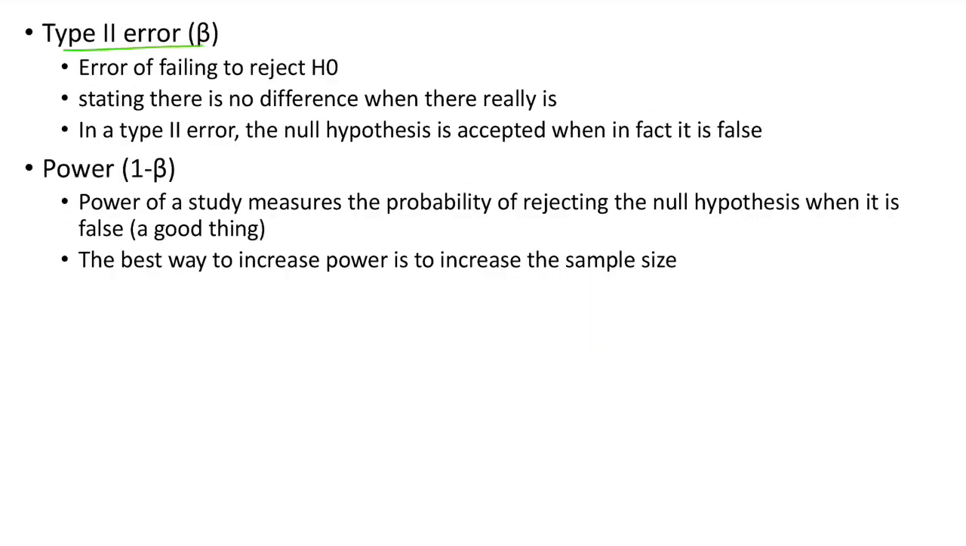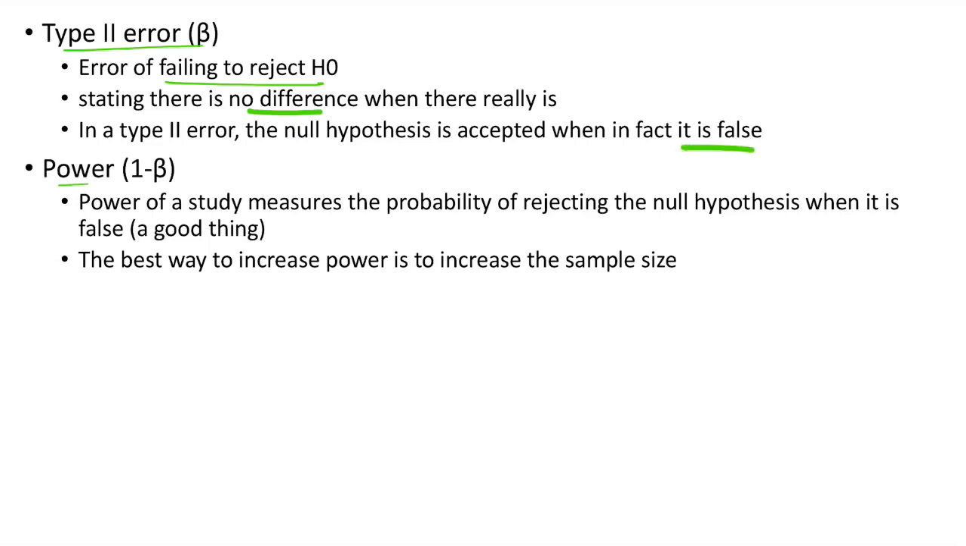Now let us see about type 2 error or beta error. It is the error of failing to reject null hypothesis. Remember, in alpha error, you mistakenly reject null hypothesis, whereas in beta error, you fail to reject null hypothesis. Beta error is basically stating that there is no difference when there really is. In a type 2 or beta error, the null hypothesis is accepted when in fact it is false.